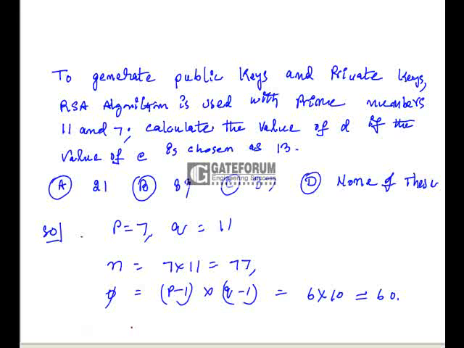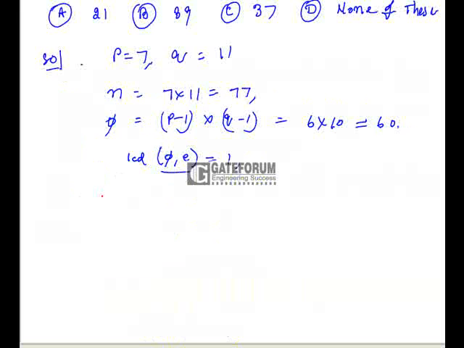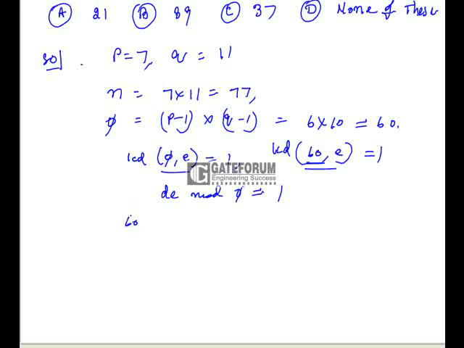If E is chosen as 13, then what should be the D? So we have to select the E value such that GCD of phi comma E is equal to 1. Already phi we know, so GCD of 60 comma E is equal to 1. Here we have to calculate D such that D times E mod phi is equal to 1. If you take 60 for remainder 1, then it is 60k plus 1. We multiply 60 with some k value plus 1.